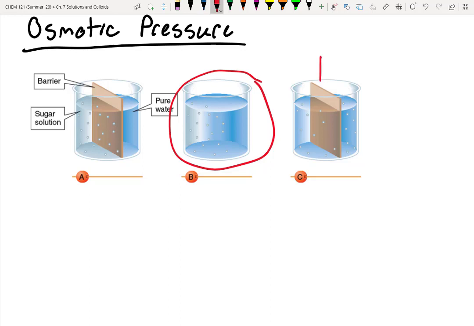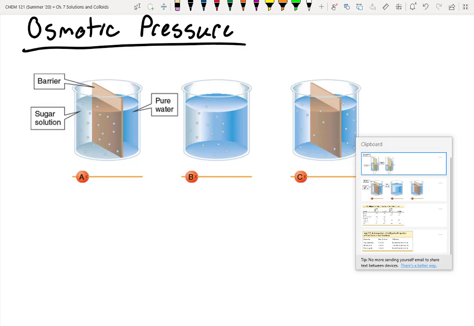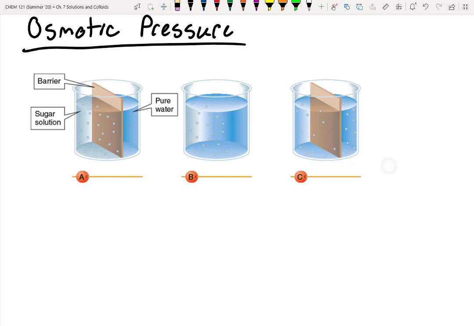So if we were to add the barrier back in, we could end up with an equal amount of sugar water on this side as this side, right? It just kind of makes sense that things will diffuse until we hit an equilibrium. Well, osmotic pressure is kind of related to that. And let me show you a different scenario.